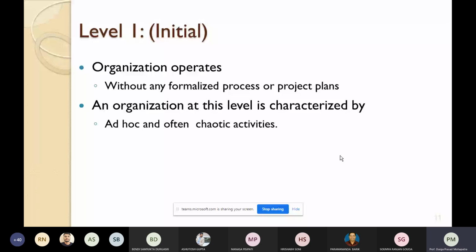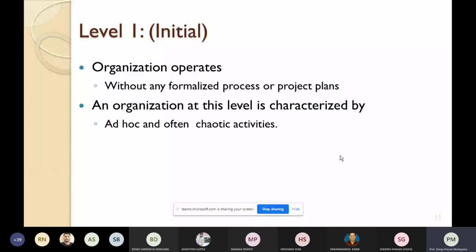So level 3 KPIs are, you have to define the processes and you have to document the processes. That means process definition and documentation, reviews and training programs. If you perform those activities at level 2, then you can easily go to level 3. That's why these are known as level 3 KPIs.